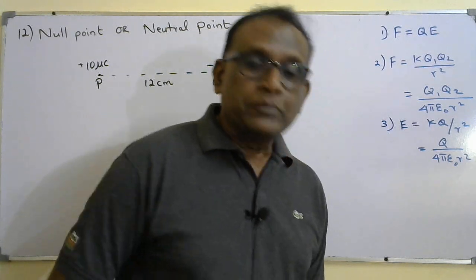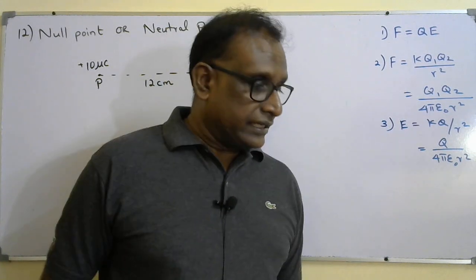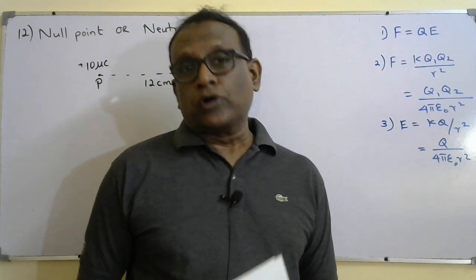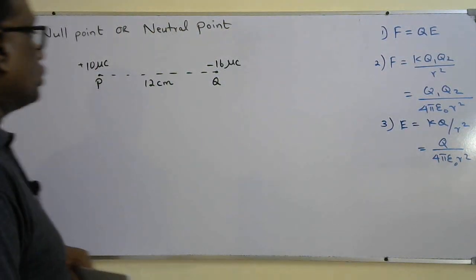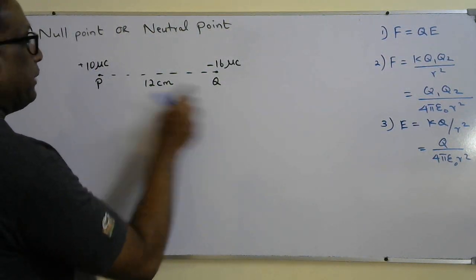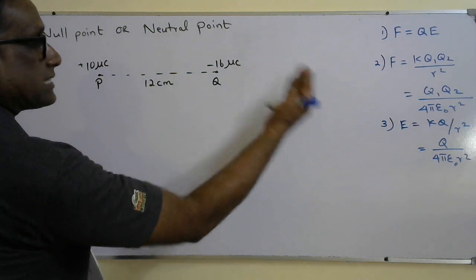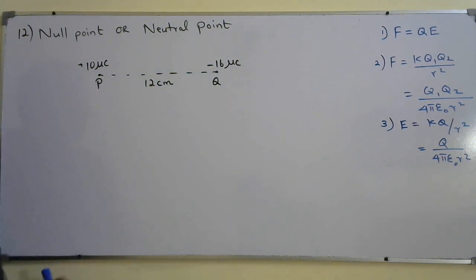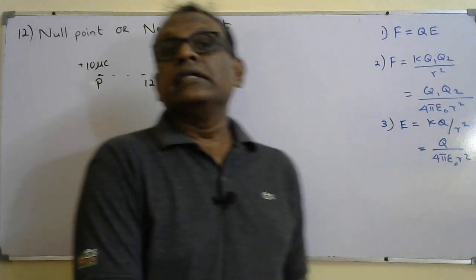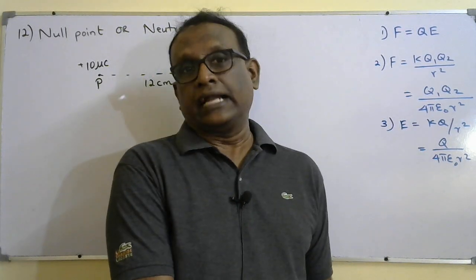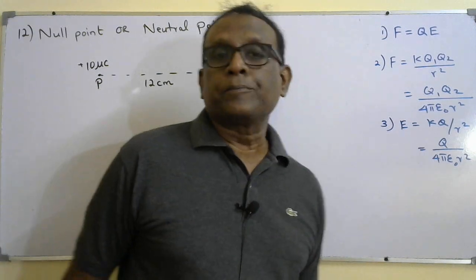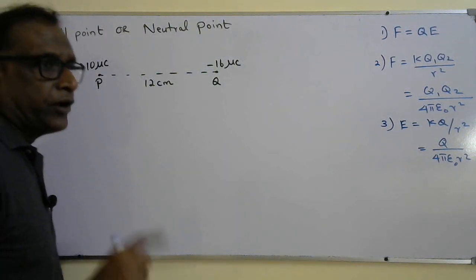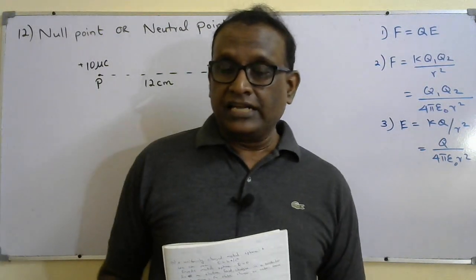So first you should be able to identify or determine the null point. Where could it be? It could be either between P and Q, or on the right side of Q, or on the left side of P, or either up or down. Somewhere there could be a null point. Can there be more than one null point? Okay, we'll analyze it.